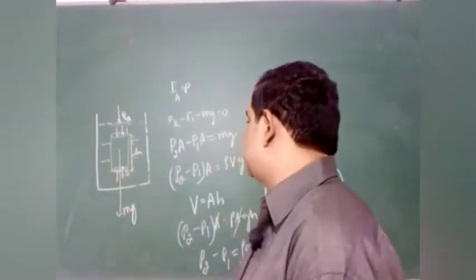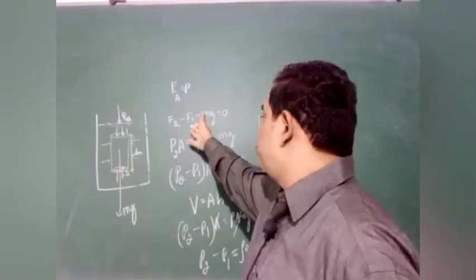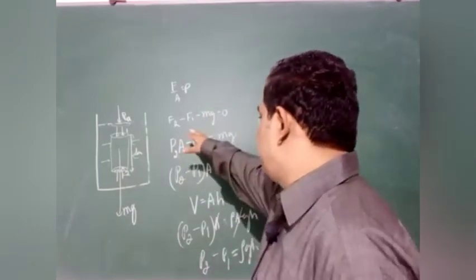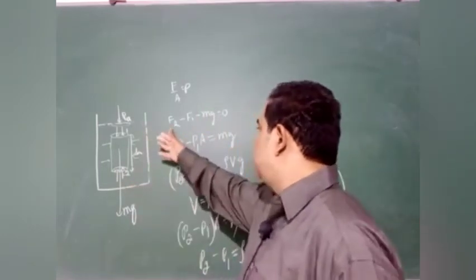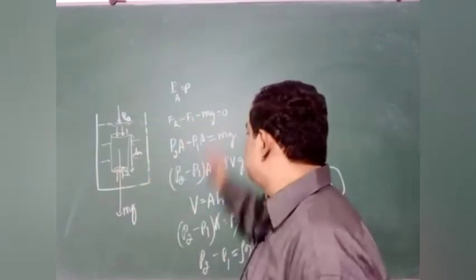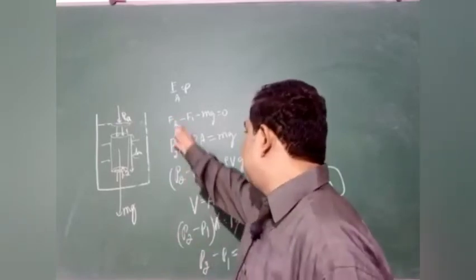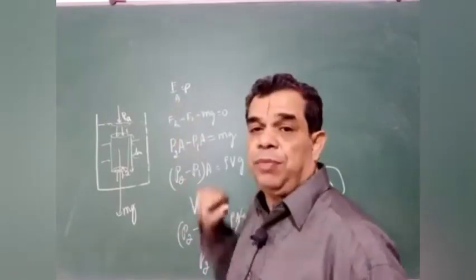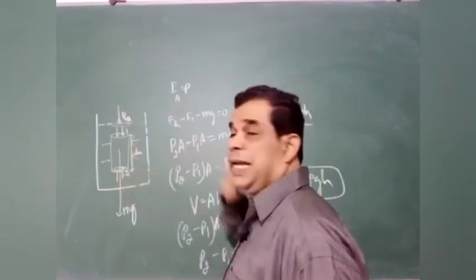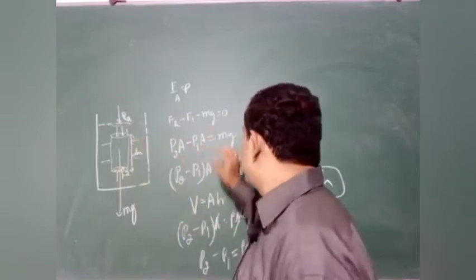So with this, we apply Newton's second law, that is the force equation we learned in chapter 5, laws of motion. F2 upward, F1 and mg downward, applied with minus sign, is equal to 0. Or else you can change it directly. Then F2 can be written from this formula, pressure into area. At 2, P2 is the pressure, area A. At 1, P1 into area A, which is equal to mg.